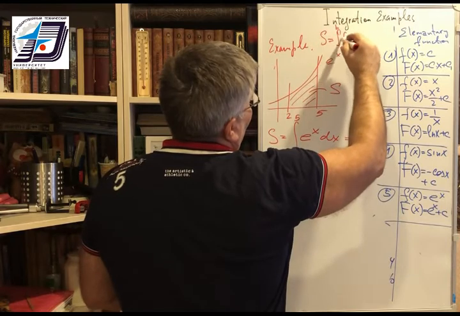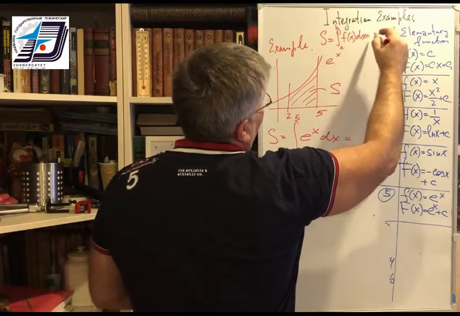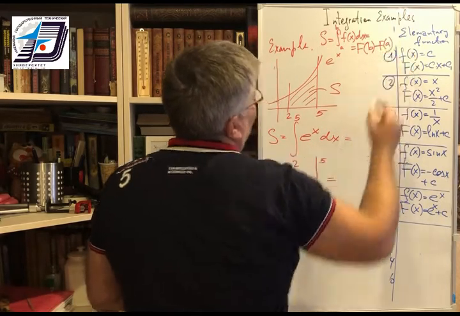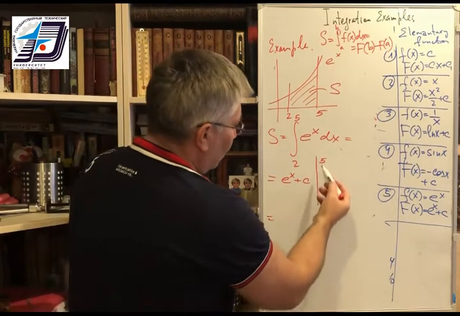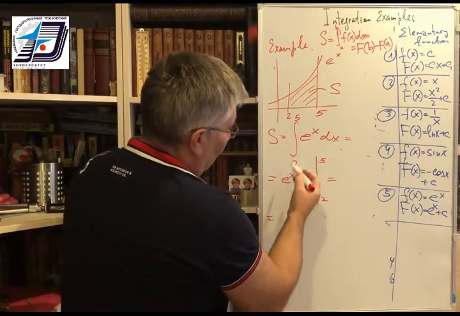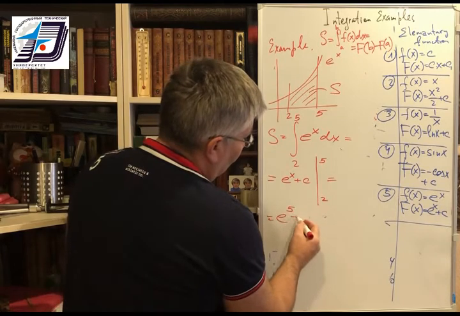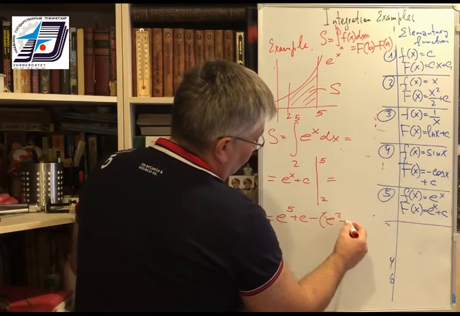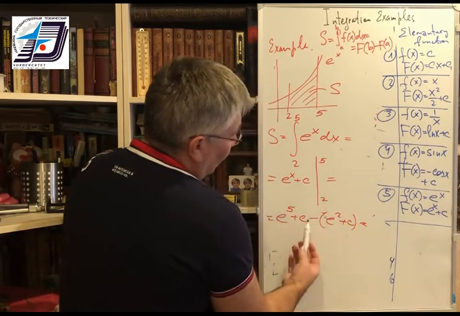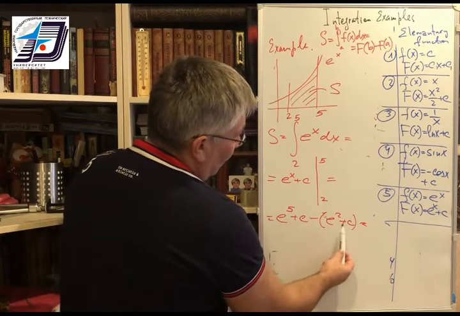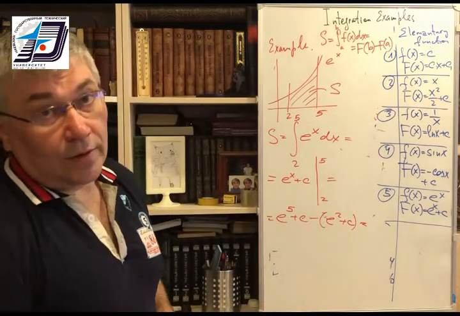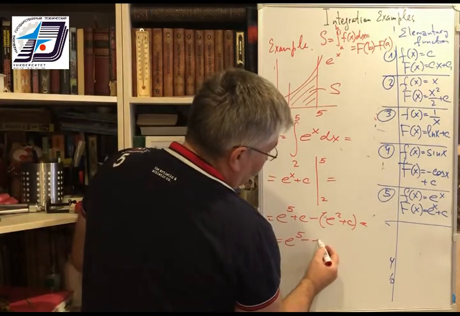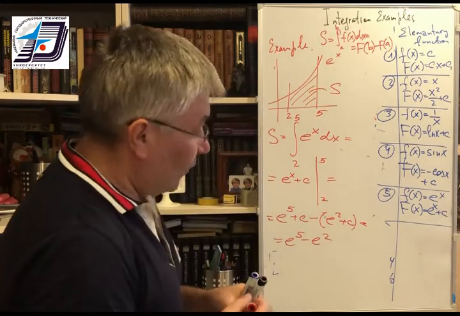I denote it here that the area equals the integral from a to b of f of x dx, which equals the antiderivative at the point b minus the antiderivative at the point a. I have to take this 5, put it into my result of integration, minus the same function at the point 2. And here you can notice that you have c minus c, and they kill each other. And we have e raised to power 5 minus e raised to power 2. So here you have the answer.